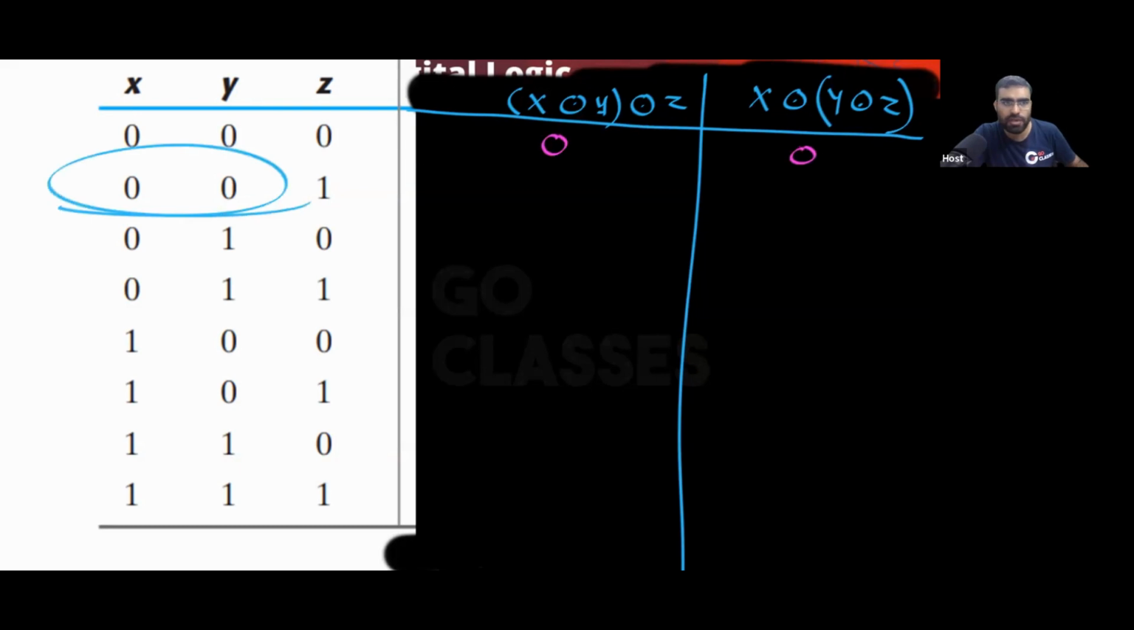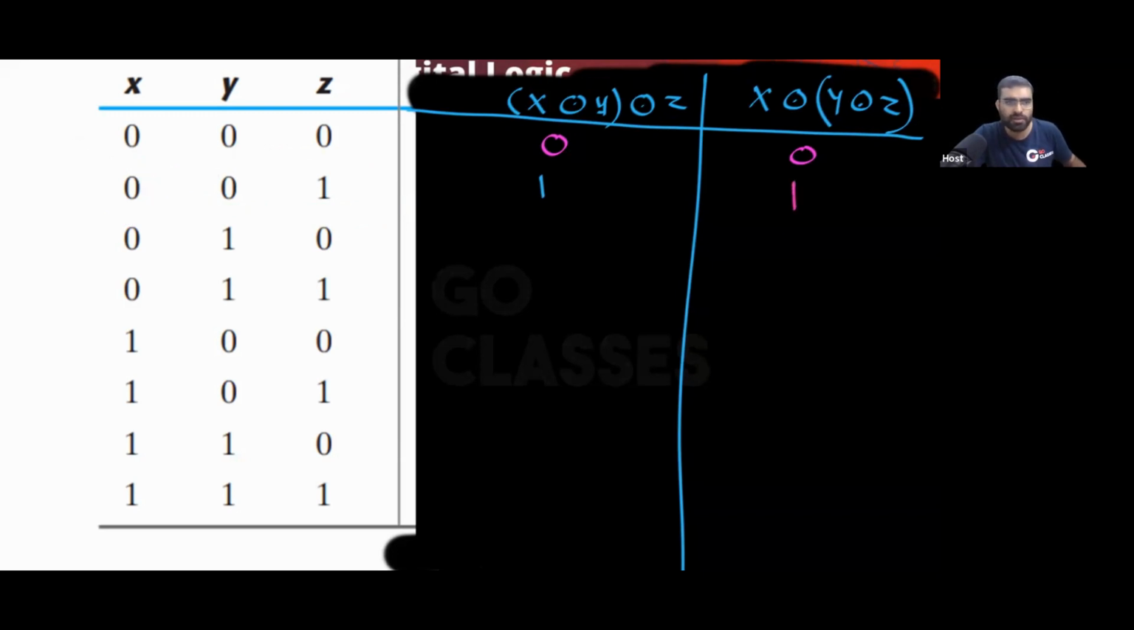See, what will be X XNOR Y with 0 and 0? X XNOR Y, that will be 1. And what will be 1 XNOR 1? That will be 1. Okay, similarly, you can do here. What will be Y XNOR Z? Y XNOR Z, that will be 0. And what will be 0 XNOR 0? 0 XNOR 0, that will be 1.